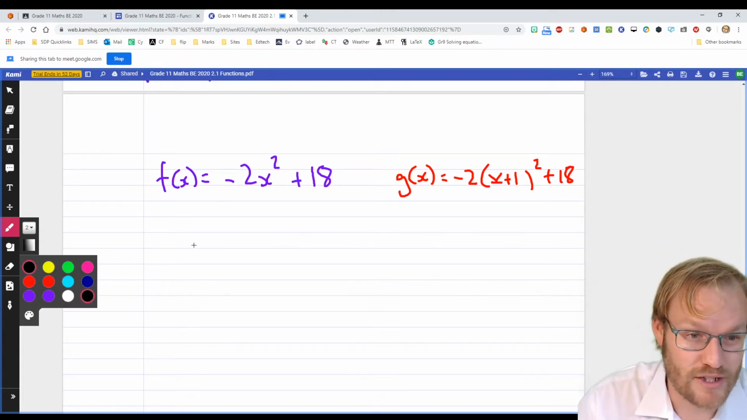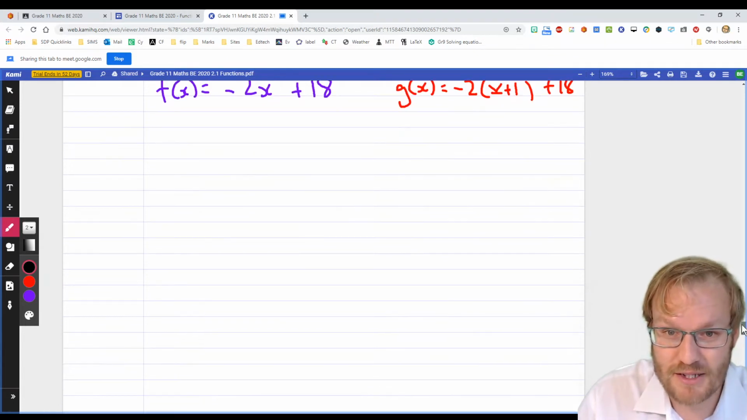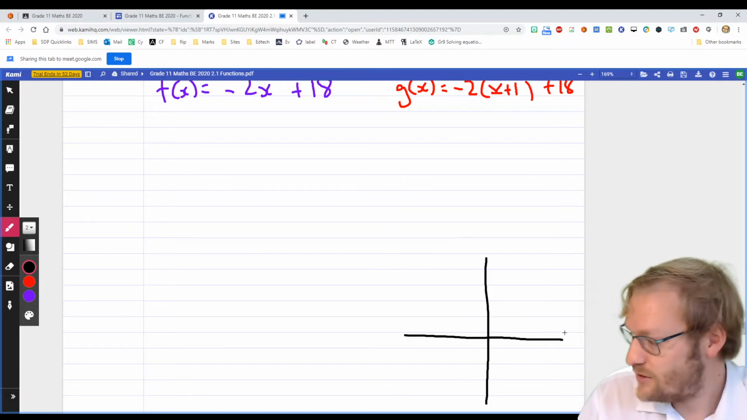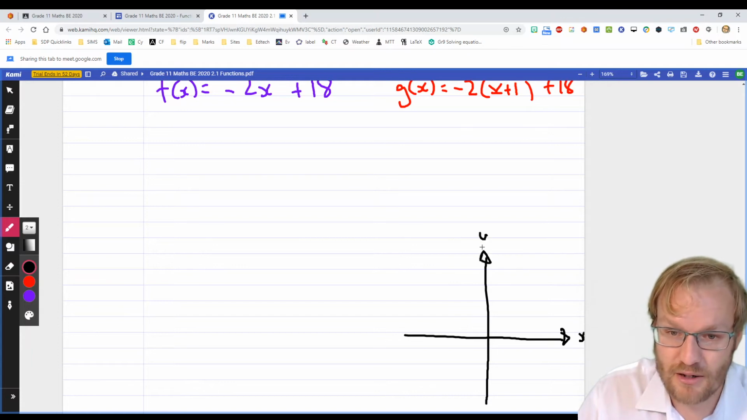So let's draw these graphs and see. And we're going to draw them on the same set of axes. So I'm going to do it over here, and we should have enough space as well. So we got our x, we got our y.